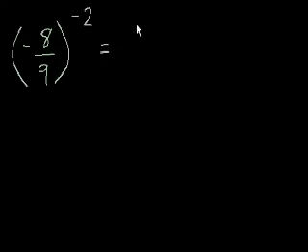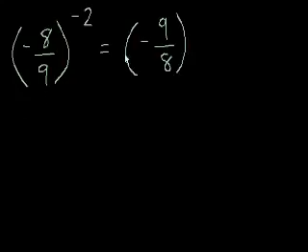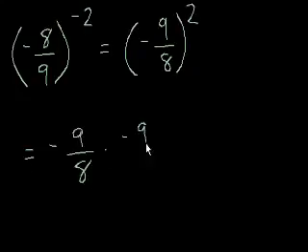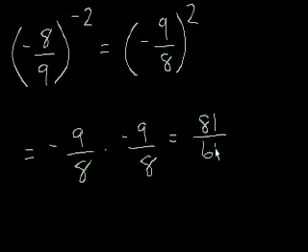Well, once again, that equals negative 9 over 8. Notice I just immediately took the reciprocal of the base and raised it to the positive 2 power. And now that equals negative 9 over 8 times negative 9 over 8. A negative times a negative is a positive. So we get 9 times 9 is 81 over 64.